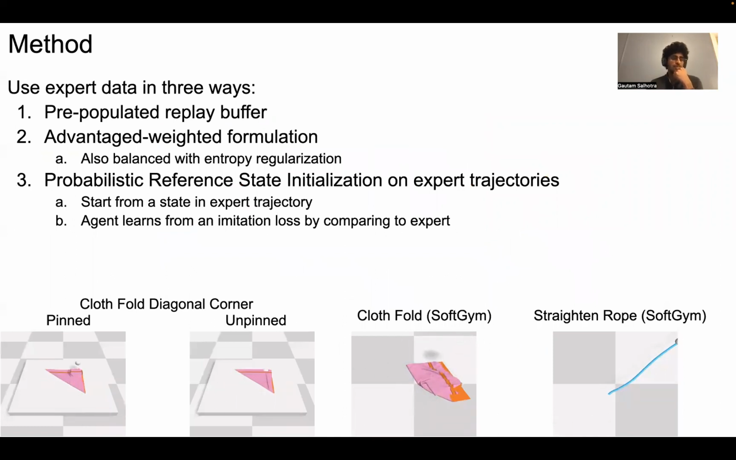Specifically, our method uses expert demonstrations in 3 ways. 1, we pre-populate the replay buffer with expert trajectories before training. We leverage an advantage-weighted formulation for the loss function, encouraging the agent to match the expert actions in the replay buffer. But note that we add an exploration term that we balance with this loss. And finally, we employ reference state initialization probabilistically, where we reset the agent to a state along an expert trajectory. Then we compare the state trajectories of the expert and of the agent to create an imitation reward.